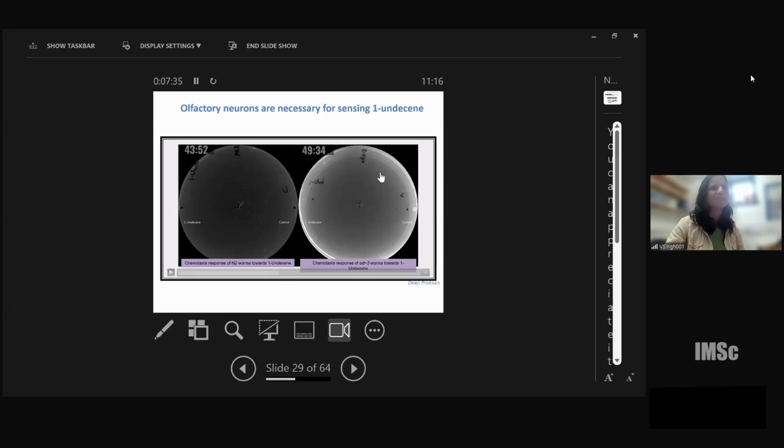If you look at the ODR3 mutant, which is on the right, they cannot differentiate between the site containing 1-andesine or the site containing control, so they spend their time all over the plate. So this again suggested that olfaction or odorant capacity of worms was important for us.